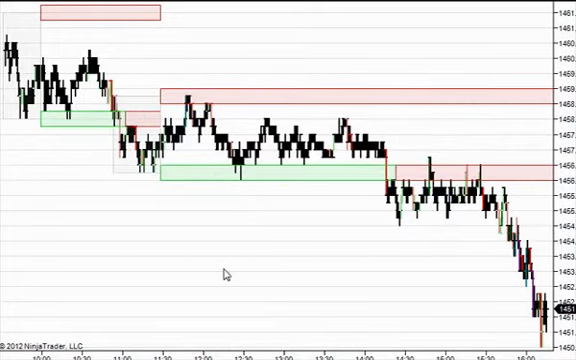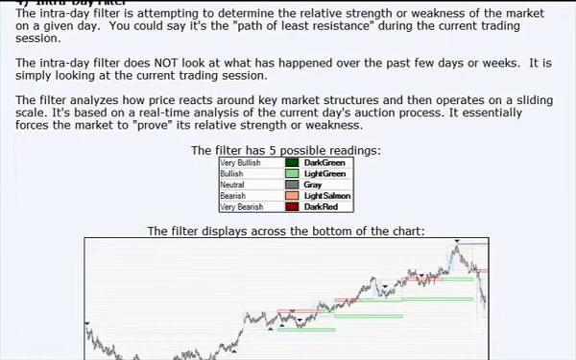So the next piece of evidence that I want to throw on there is what we call our intraday directional filter. And again, to give a little bit of context, the filter is trying to determine the relative strength or weakness of the market at that time. Path of least resistance, if you will. And again, this is just taking into account what's going on during the session today. It's not looking at what's happened yesterday or the week before. We're just looking at, in isolation, what's going on in the market today.